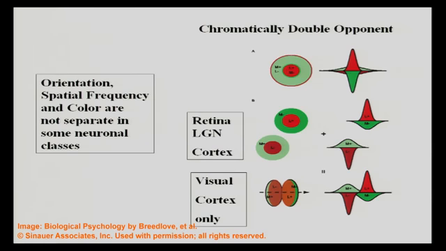In the cortex, we think that these are combined to be chromatically double opponent, but they're offset from each other. So they become both orientation selective and color selective. So they're unlike that neuron that I showed you before. These neurons will respond very well to an oriented red-green grating. Like this guy here.